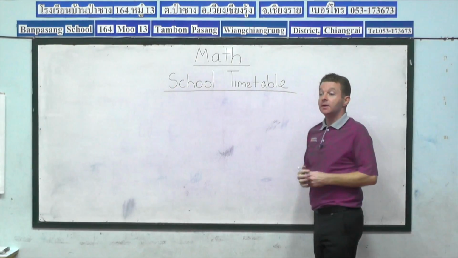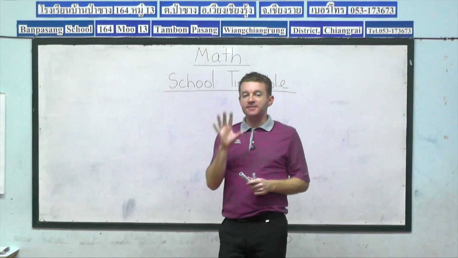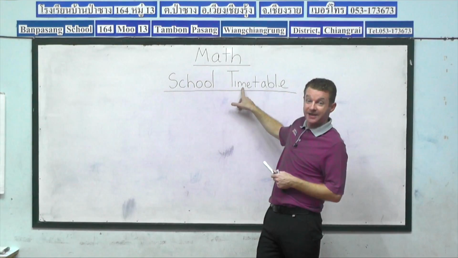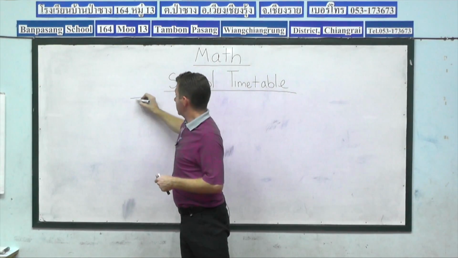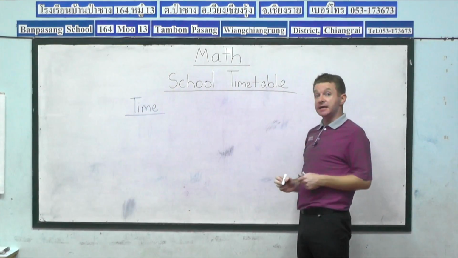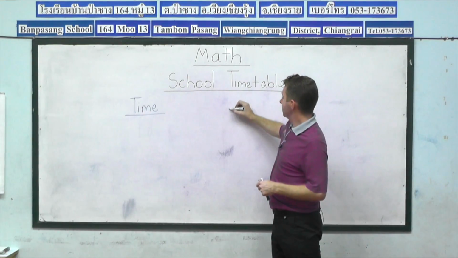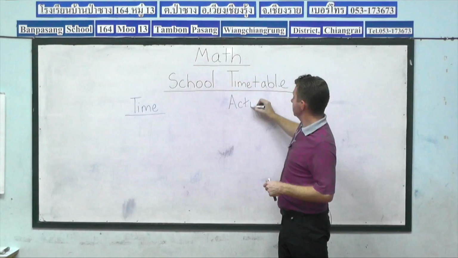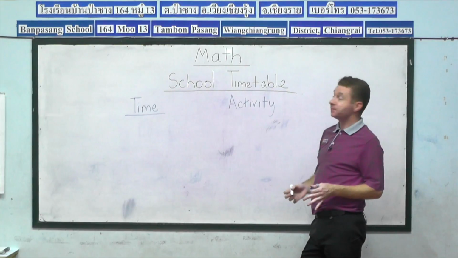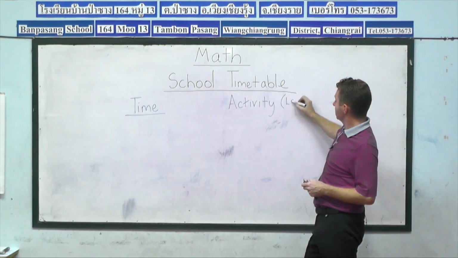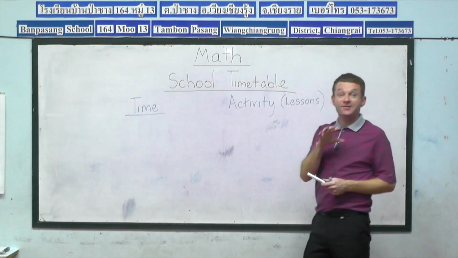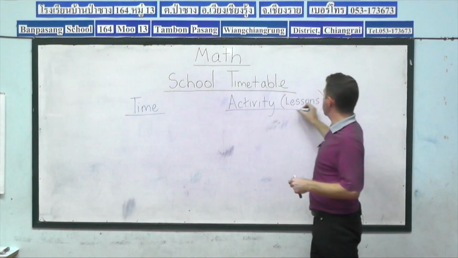So all together, guys, school timetable. Yes. Now remember earlier, I said a timetable needs at least 2 things. The first thing it needs is in the name, time. So we have our time. And then the next thing it needs is its activity. A-C-T-I-V-I-T-Y. And because it's a school timetable, the activity will usually be lessons. Because you guys are here to study. So we've got time and activity.